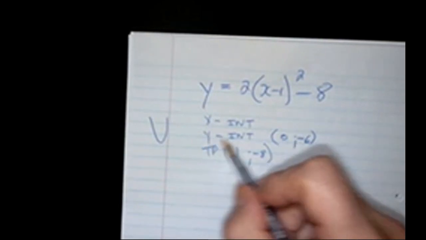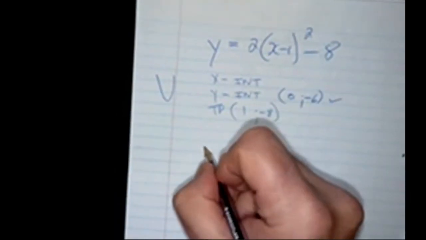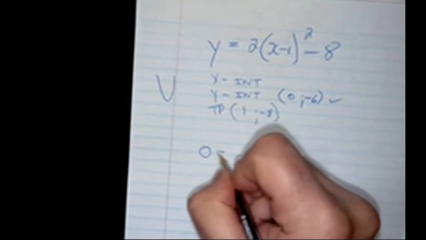Let's just check that again. So we know to do the y-intercept, we must make x naught. So x naught in there, so that's gone. So negative 1 squared, negative 1 times negative 1, that's positive 1, times 2, that's positive 2, minus 8, that's minus 6. So we have the y-intercept. Now we need the x-intercepts, and there we know we must make y naught.